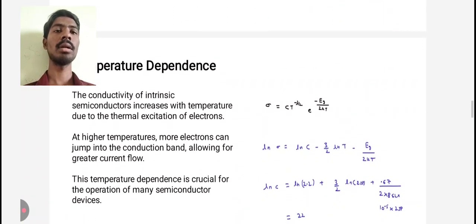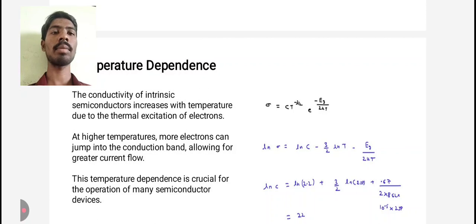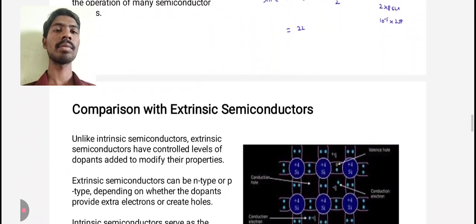Temperature dependence. The conductivity of intrinsic semiconductors increases with temperature due to the thermal excitation of electrons. At higher temperatures, more electrons can jump into the conduction band, allowing greater current flow. This temperature dependence is crucial for the operation of many semiconductor devices.